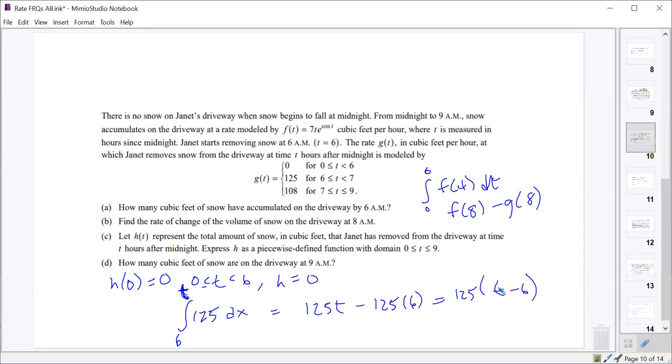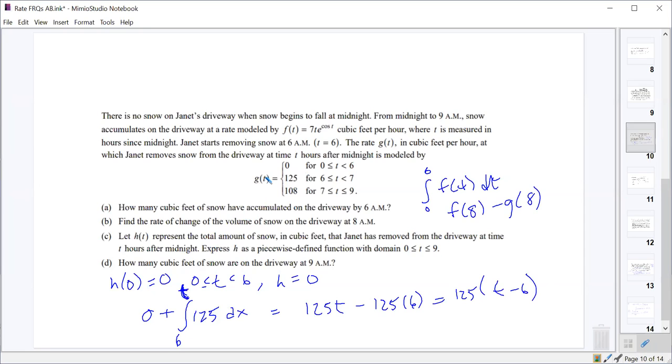So from 6 to 7, it should be the amount that was removed prior to that, which is 0, plus that, which is just this. So that's what it would be from 6 to 7, right? Anytime from 6 to 7, she's removing it at 125.